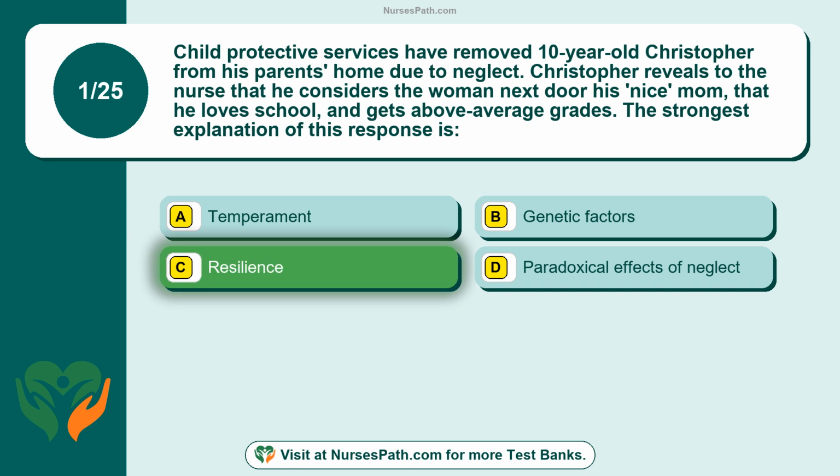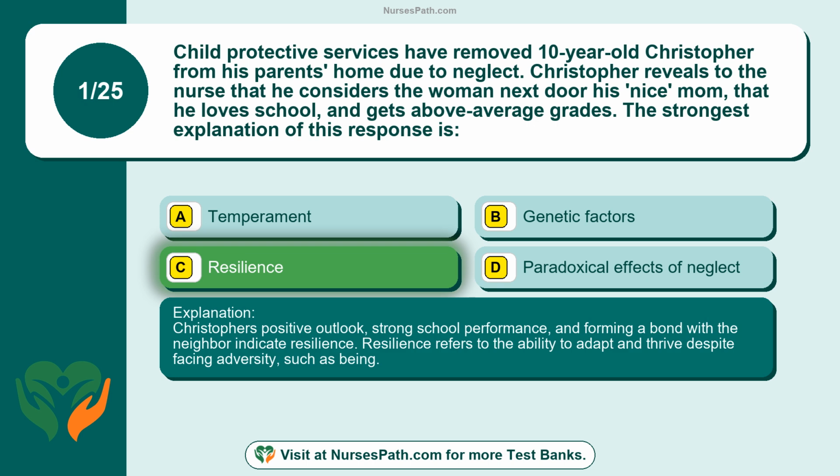The correct answer is option C, resilience. Christopher's positive outlook, strong school performance, and forming a bond with the neighbor indicate resilience. Resilience refers to the ability to adapt and thrive despite facing adversity, such as being neglected.